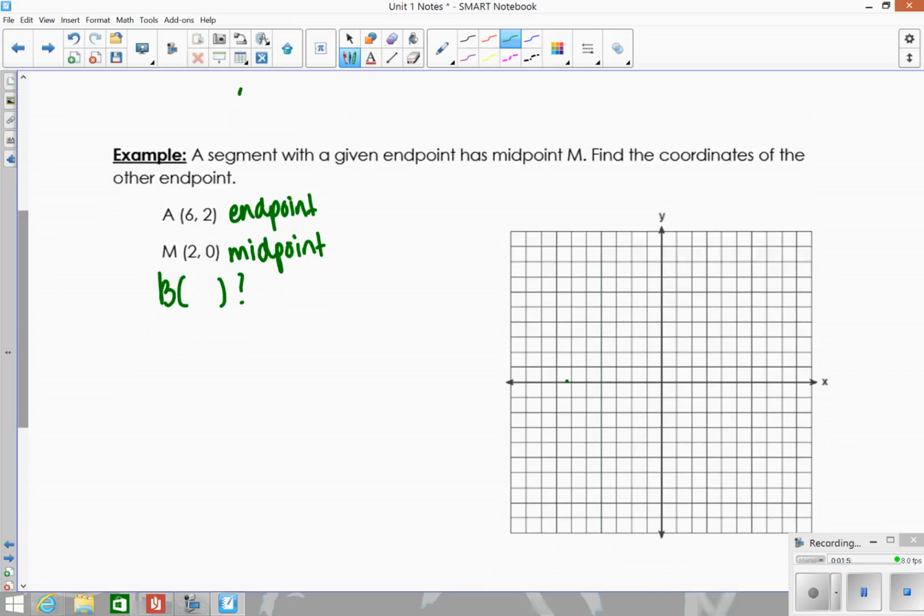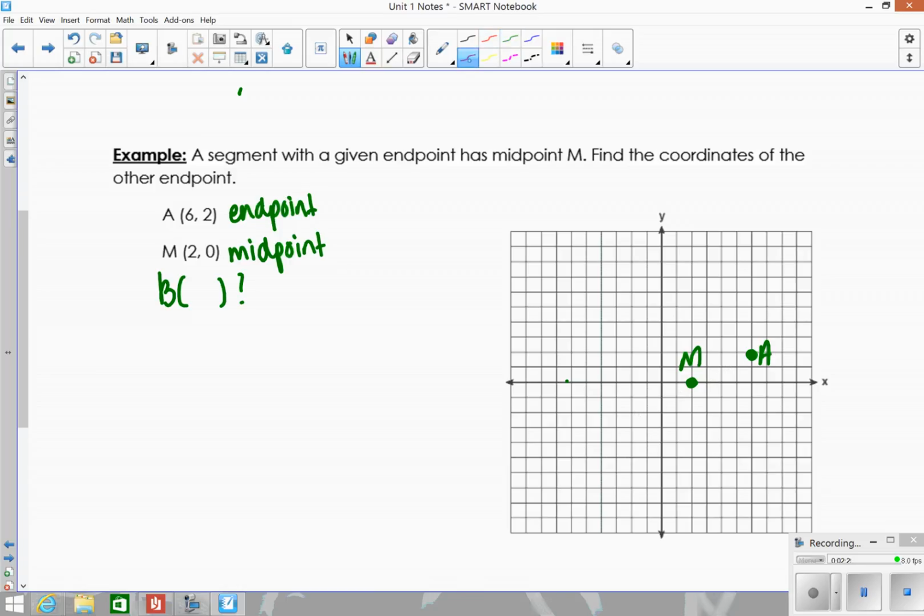So if I plot my point (6, 2), so 1, 2, 3, 4, 5, 6, up 2, there's A. M is (2, 0), so over 2, and then just stay there. Here's my endpoint, here's my midpoint. I'm not trying to find the point in the middle of these, I'm trying to find the other endpoint. So this is the middle of the segment, so it has to be between points A and B. That really means point B has to be somewhere over here so that the distance between these 2 points is the same as the distance between M and B.